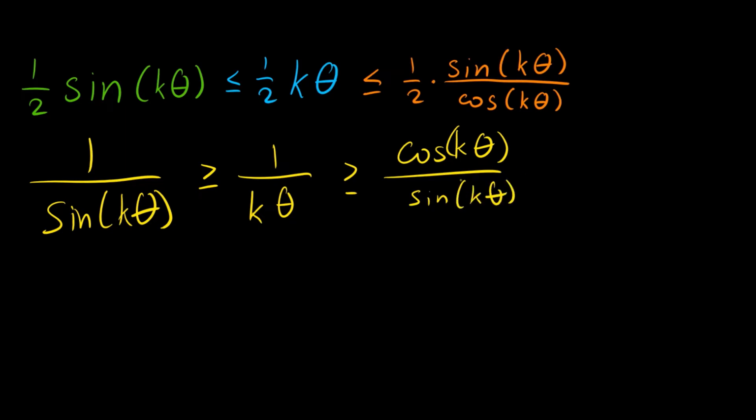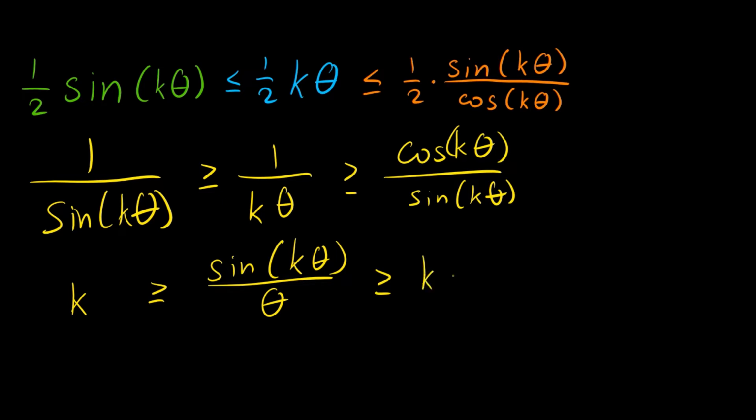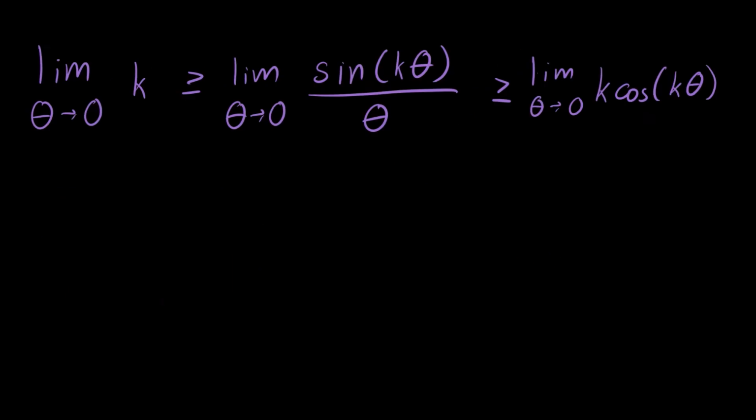Okay, now I'm going to multiply by k and by sine of k theta. That will leave me with k is greater than or equal to sine of k theta divided by theta, which is greater than or equal to k times cosine of k theta. Now all I did was take the limit as theta approaches 0 on all three expressions.